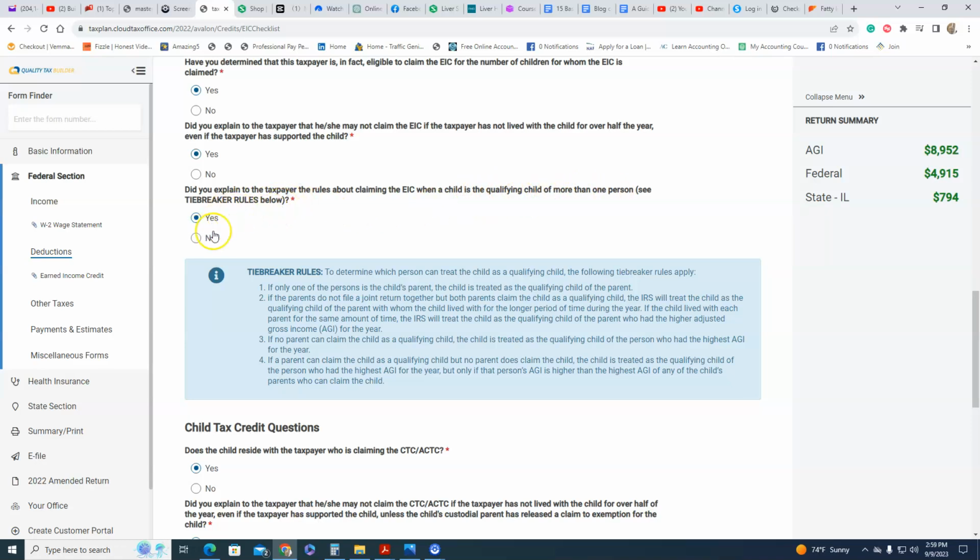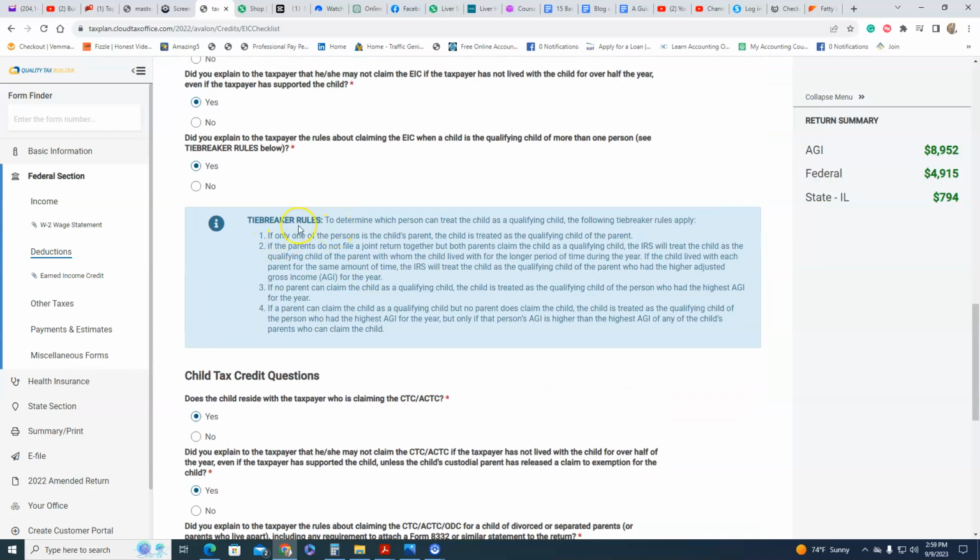Tiebreaker rule. Yes. And these are tiebreaker rules. You read that on your own timing. You get a better understanding of what that means.